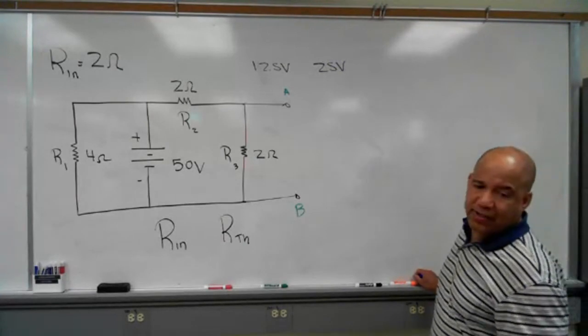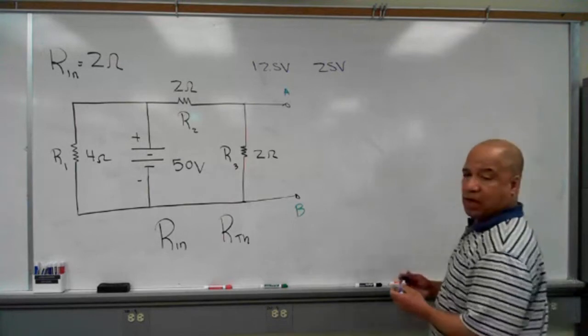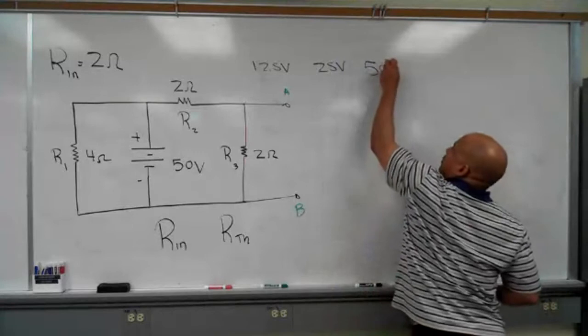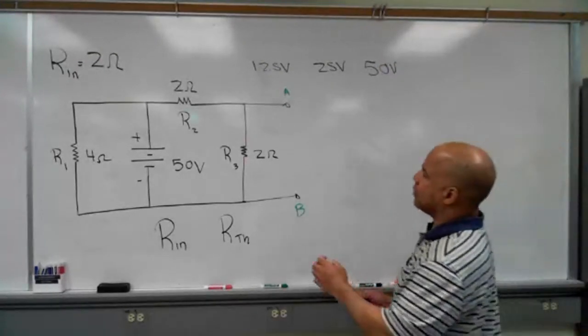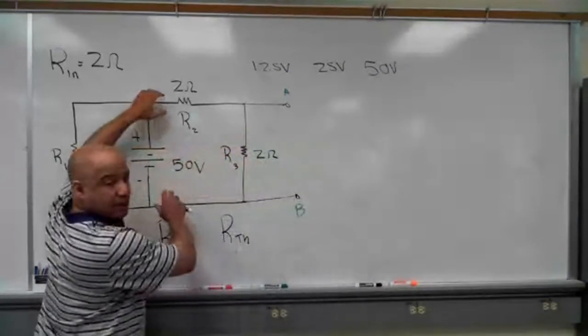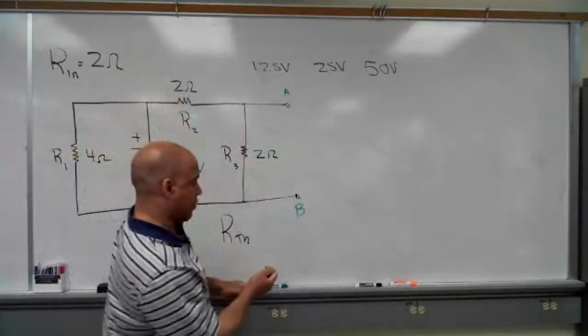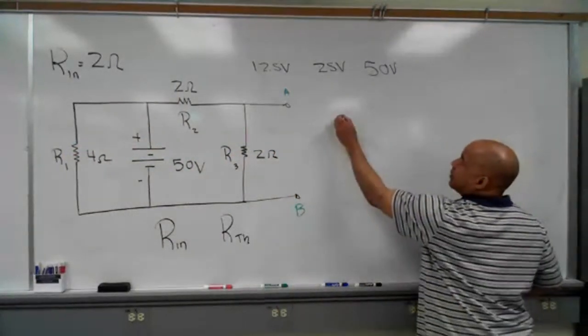Now I'm going to redraw this another way so you can really see this. I'm going to draw it the way I did a second ago. Somebody got 50. All I'm going to do is take this circuit, I'm going to bend it up like this. I'm going to redraw it with this pushed up like that. And then you see if you can follow what I'm doing.